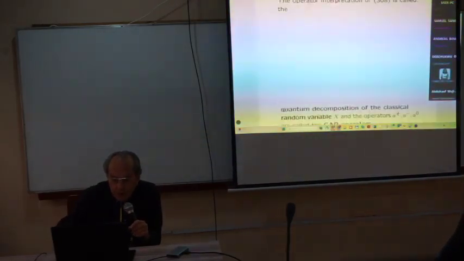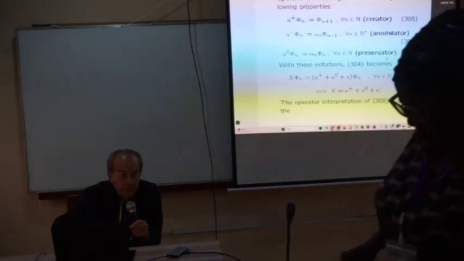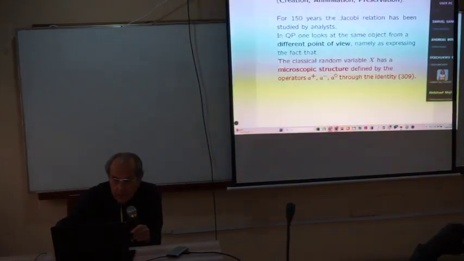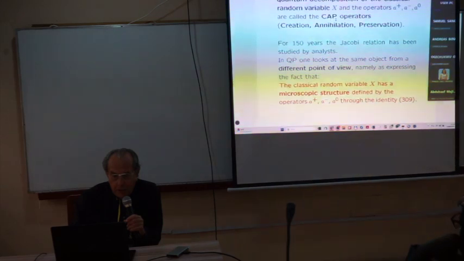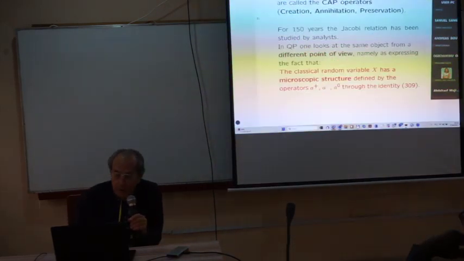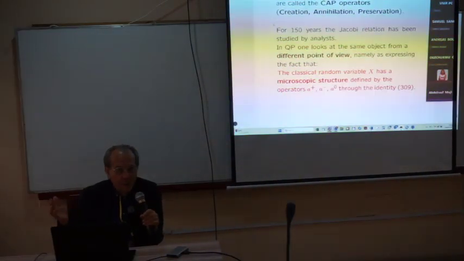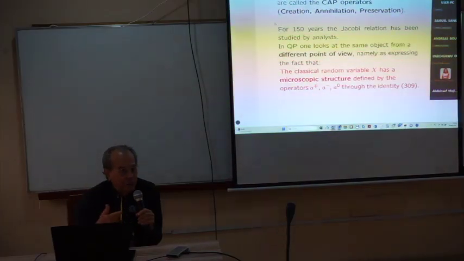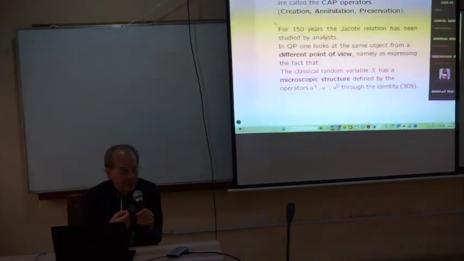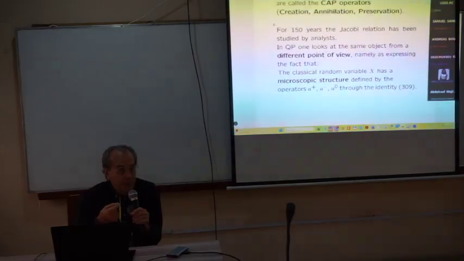So, the three operators we already said are called creation, annihilation, and preservation, and we abbreviate the name and call them the CAP operators. Okay? So the meaning is very important, you see. As you see, this is mathematically almost trivial, because we did not prove anything. We simply changed the interpretation from a vector identity to an operator identity. But this change of interpretation has very deep implications.